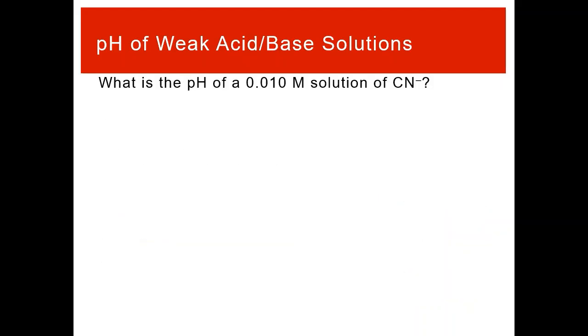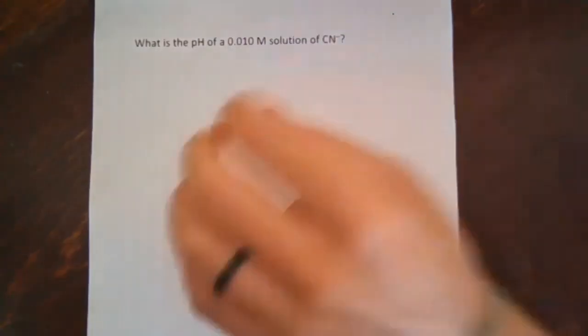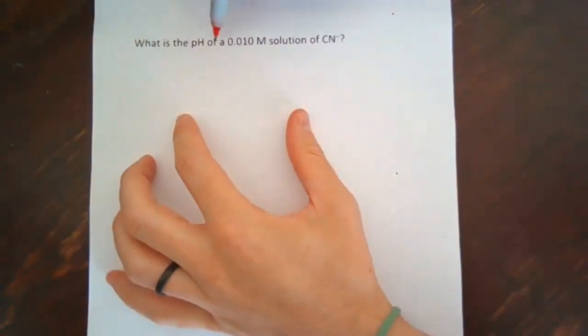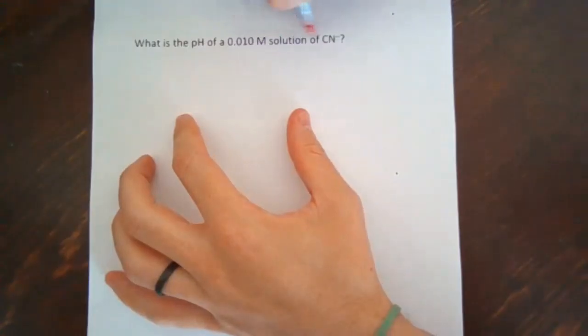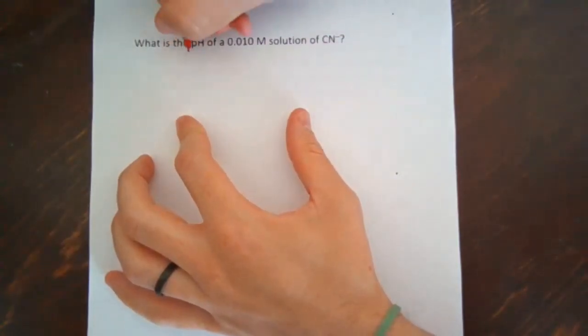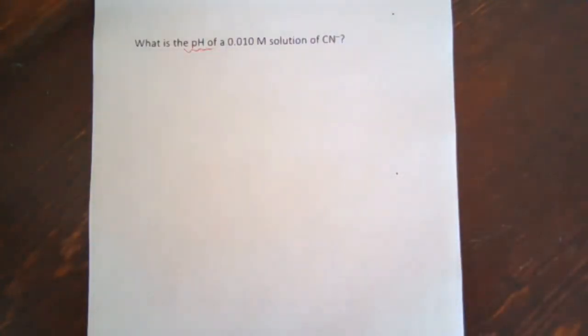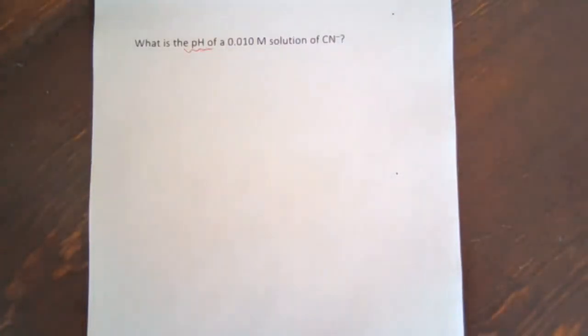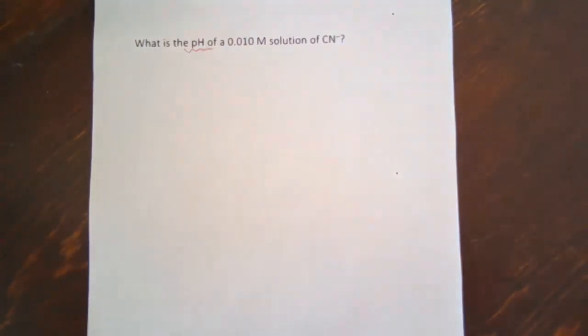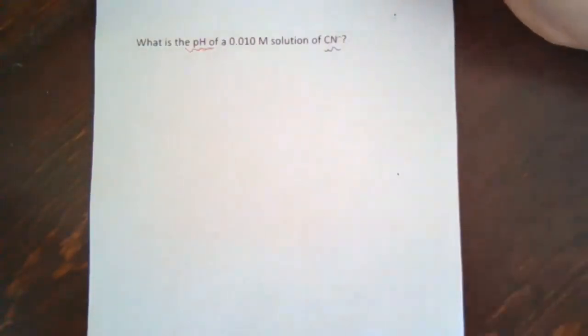So let's do an example. What is the pH of a 0.010 molar solution of cyanide? All right, so again, we want the pH here. And that's always going to be a description of what this solution looks like once I reach equilibrium, once the reaction happens. So what we want to think about is, what is CN minus, what is cyanide going to do in water?